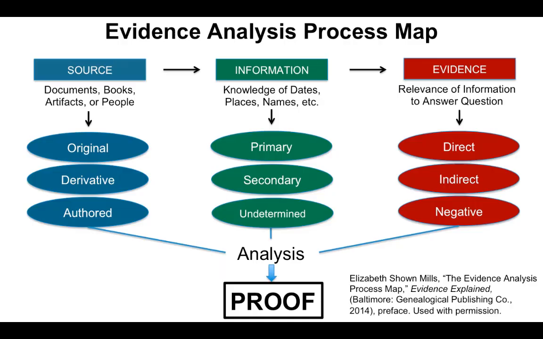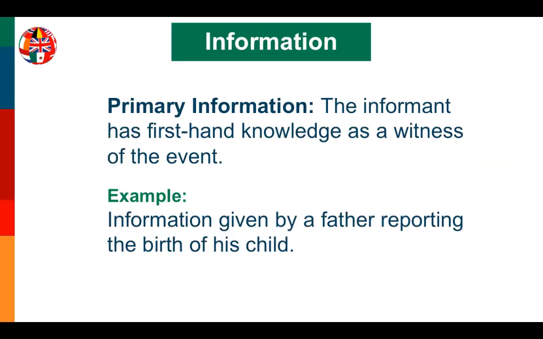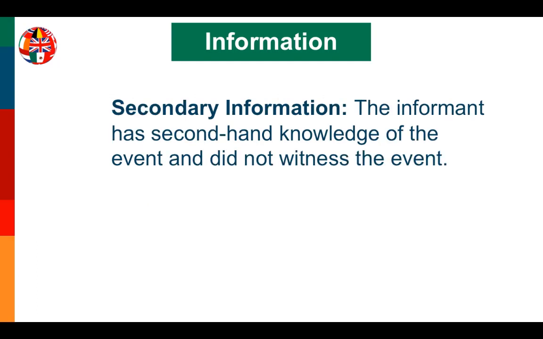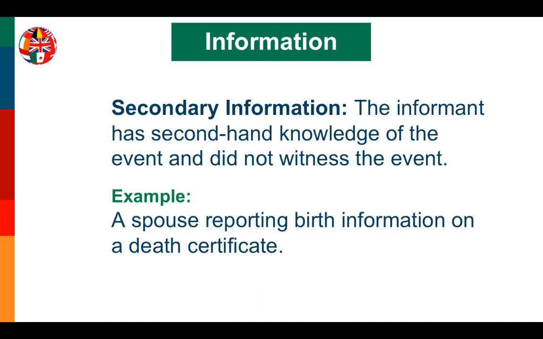Okay, looking at the evidence analysis map again, we can see that information is knowledge of dates, names, places, relationships, etc. Information can be primary, secondary, or undetermined. With primary information, the informant has the first-hand knowledge of the event as a witness of the event. For example, information given by a father reporting the birth of his child. With secondary information, the informant has second-hand knowledge of the event and did not witness the event. So an example of that would be a spouse reporting birth information on a death certificate.